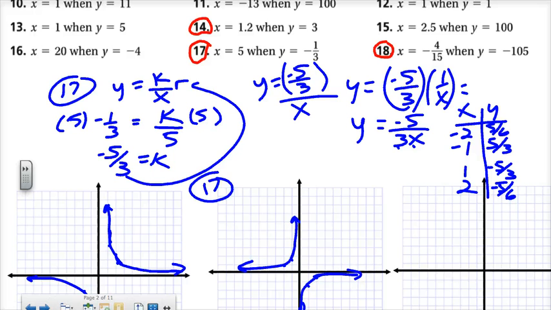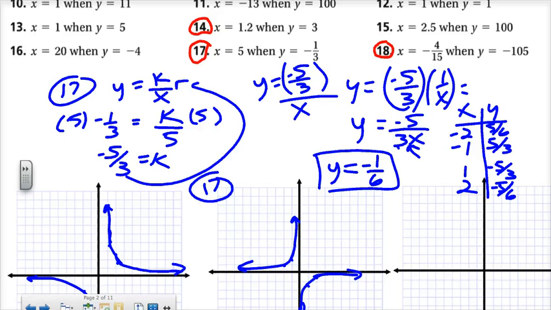And then finally, they want to know if you put a 10 in for x, what would you get? So if we put a 10 in, that'll make that negative 5/30ths, which is going to be a negative 1/6 for the y value. So that's the last piece of that one.